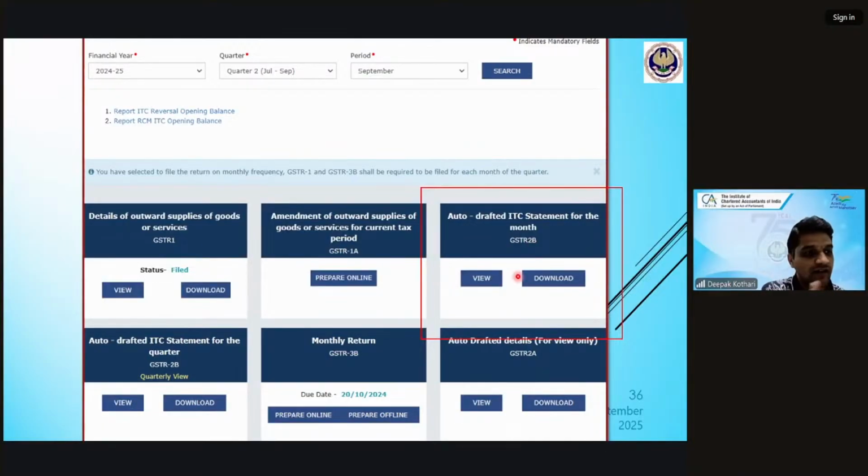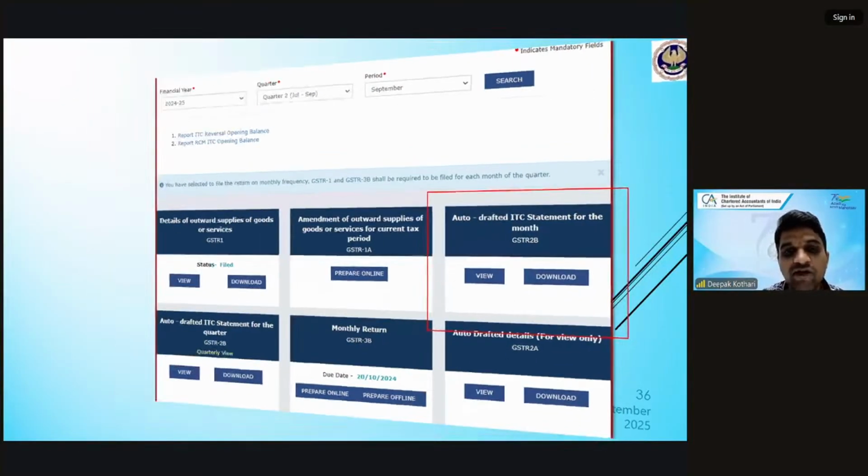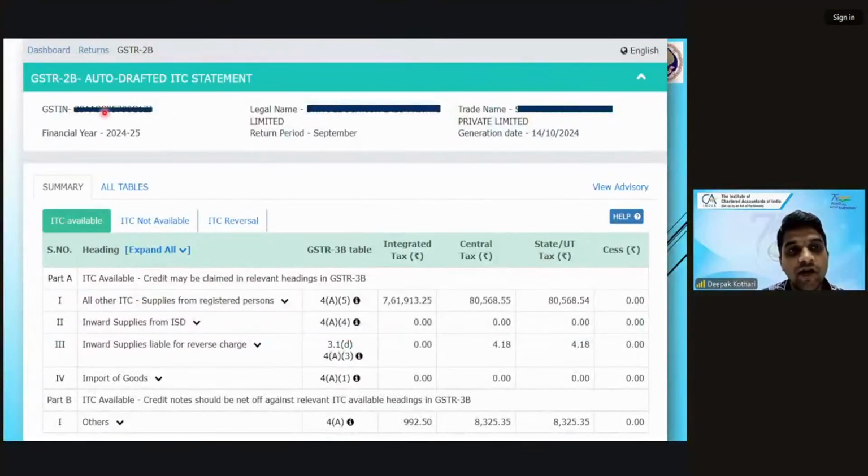Now, like you file GSTR1, your vendors also will file their GSTR1s. Once they file it, then you can view the data in the GSTR2B. So you will get an auto-drafted ITC statement in the GSTR2B. Now you want to see what credit you are eligible for. So you will go to GSTR2B and click on view. Once you click on view, what opens up? A table of the auto-drafted ITC statement in GSTR2B opens, which will have the following details. So you'll get to know your eligible credit and the taxes, under all other ITC supplies from registered persons. The person who has uploaded is a registered person, so you will get it. This is the data of the input tax credit of the vendors who have uploaded.